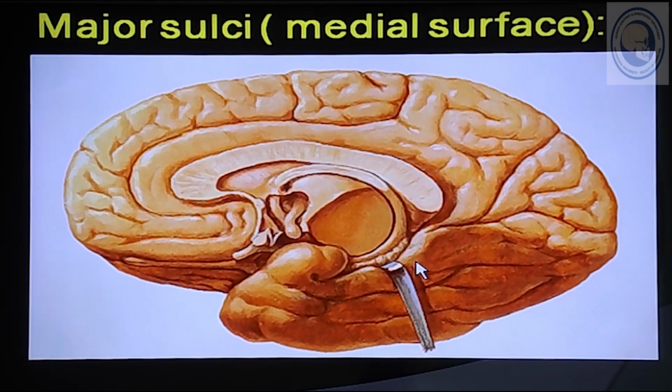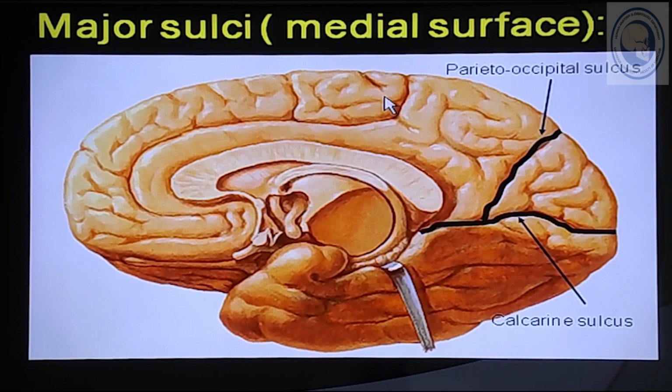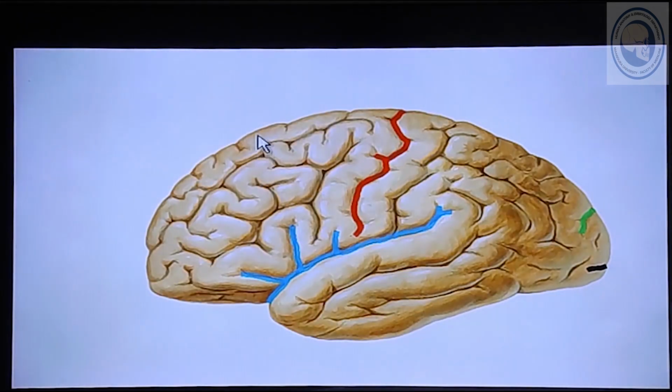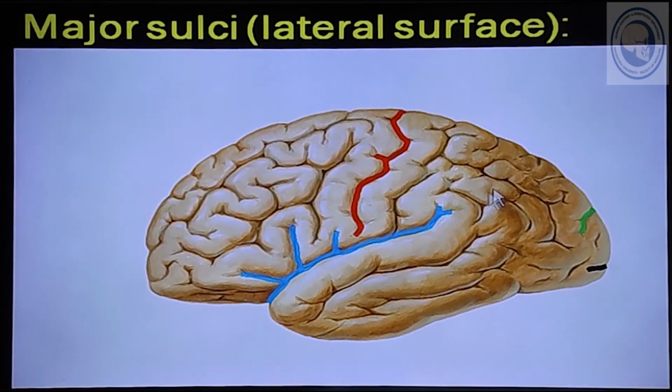We will start with the major sulci. The major sulci on the medial surface will be this, which is the calcarine sulcus. And from the middle of the calcarine sulcus until it cuts the superior border, we will have the parieto-occipital sulcus. What about the major sulci on the lateral surface?